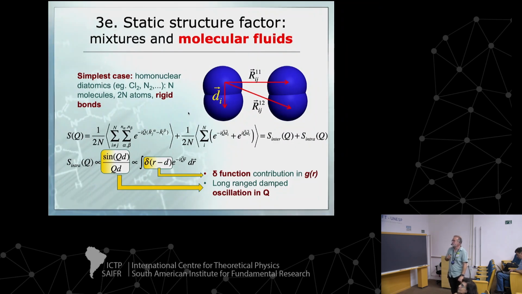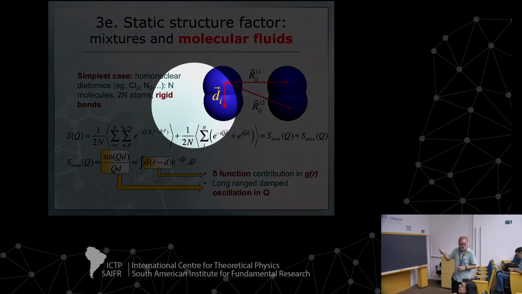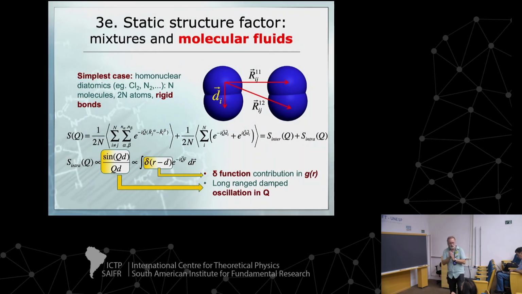Okay, this is a special kind of mixture, so to speak, molecular fluids, in the sense that you have two atoms, and these two atoms also might be different. But the first thing we are going to consider is just the homonuclear case. What's the effect of performing a scattering experiment, for instance, on chlorine or nitrogen, where you just consider the bonds rigid? Forget about vibrations, right? That's a simple case.